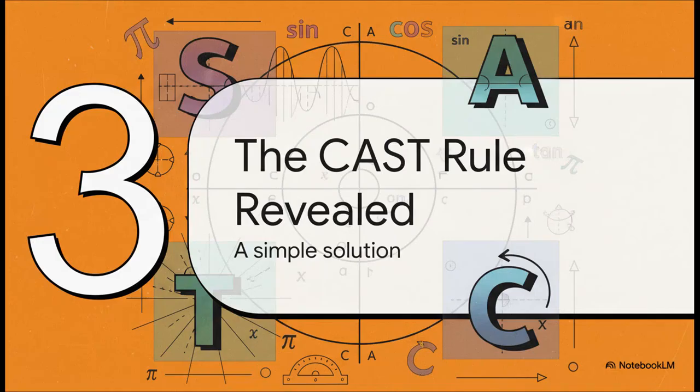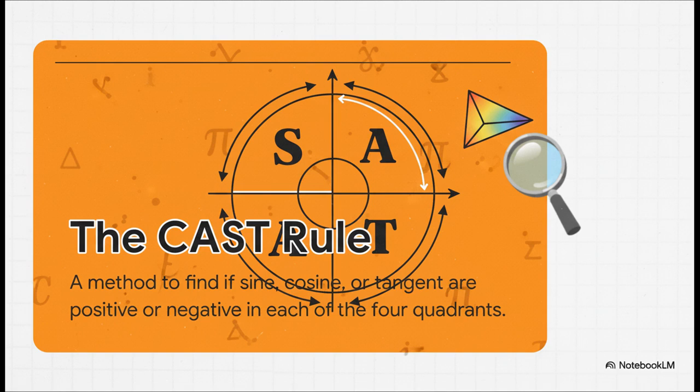Now that we have our map, it is time to reveal the treasure. The key to this whole thing, the simple solution to that annoying sign problem, is a little mnemonic device called the CAST rule. So, what is it? Well, the CAST rule is just a super easy way to remember which of our main trig functions, sine, cosine, and tangent, are going to be positive in each of those 4 quadrants we just talked about. That's it. It takes all the guesswork out of the equation.